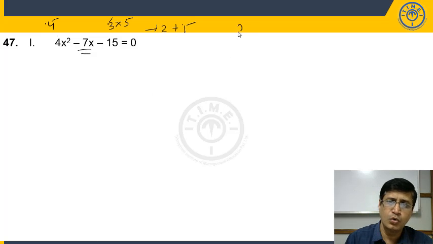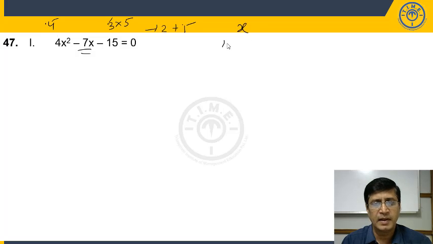So what are the roots of the first quadratic equation? Plus 12 and minus 5 divided by the coefficient of x square. What is the coefficient of x square here? It is 4. So 12 by 4 is 3, and minus 5 by 4.